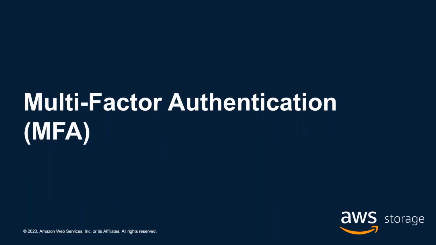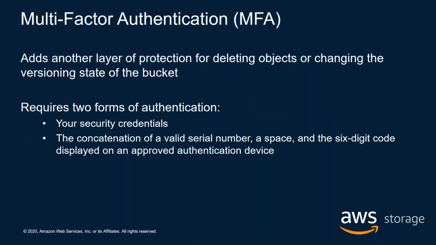In this next topic, we're going to talk about multi-factor authentication, which has versioning as a prerequisite. And then it also is coupled with how the versioning is set for a particular bucket. So we'll talk through that example now. Multi-factor authentication is another layer of protection for deleting objects or changing the versioning state of the bucket. So for those buckets where we enabled versioning, you can set it up such that multi-factor authentication is required to suspend versioning on a particular bucket. So that's one thing to do.